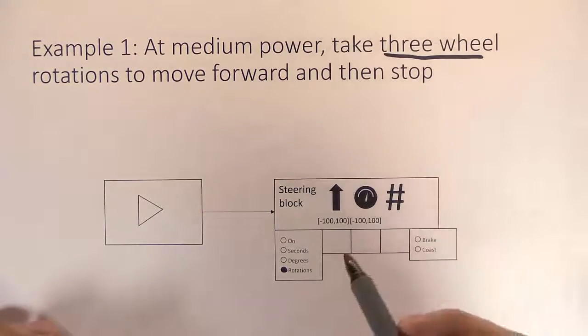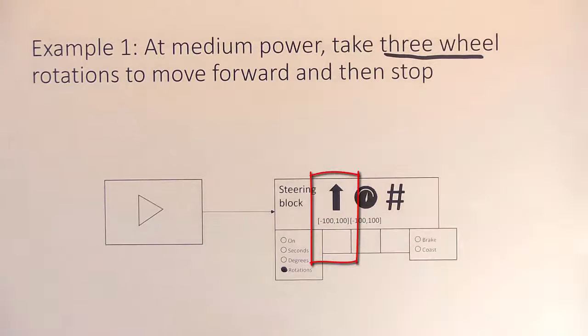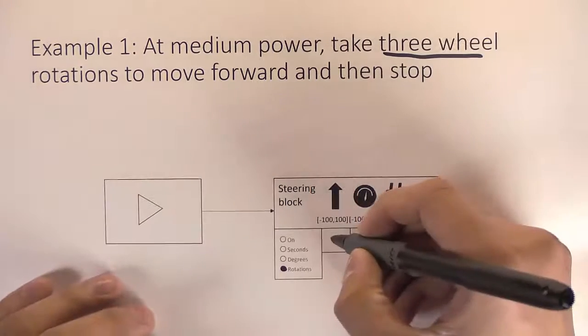Next, we have this direction. Now, direction simply refers to the amount of turn that an object has. -100 being the sharpest left turn we can make, and 100 being the sharpest right turn we can make. However, since we just want to move forward, we're going to go ahead and set this value to be 0.